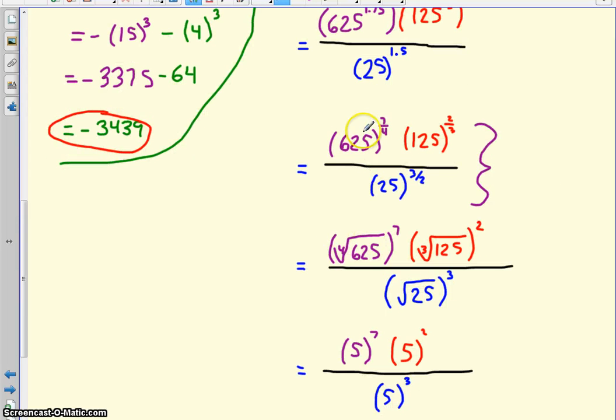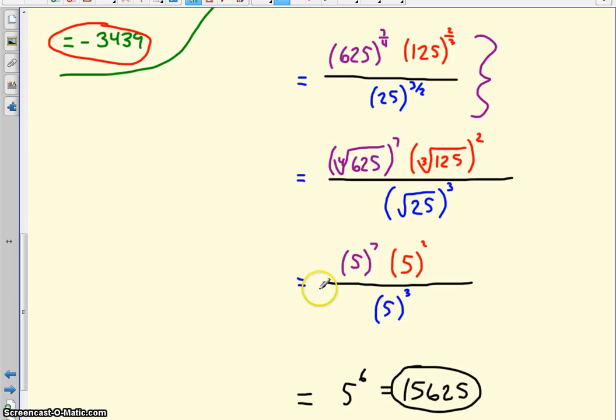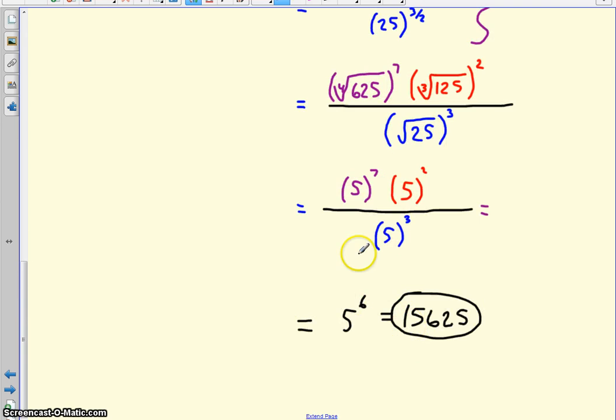So 625 to the exponent 7 over 4 is the fourth root of 625, all to the exponent 7. For the red one here, I get cube root of 125, all squared, and down the denominator I get the square root of 25, all cubed. So the fourth root of 625 is 5, and so is the cube root of 125 and the square root of 25, so you have 5s everywhere. So you have 5 to the exponent 7 times 5 to the exponent 2, all divided by 5 to the exponent 3. And what I did from there is I simplified using my exponent laws.